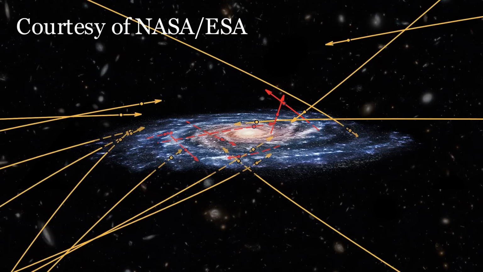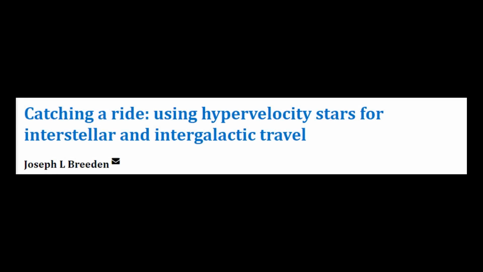This is also great science fiction fodder. Take for instance this headline, which suggests using hypervelocity stars to hitch a ride out of our galaxy. Unfortunately, if a hypervelocity star came close enough to us, we would probably be in need of an entirely new solar system to call home. But nonetheless, it's an interesting idea.